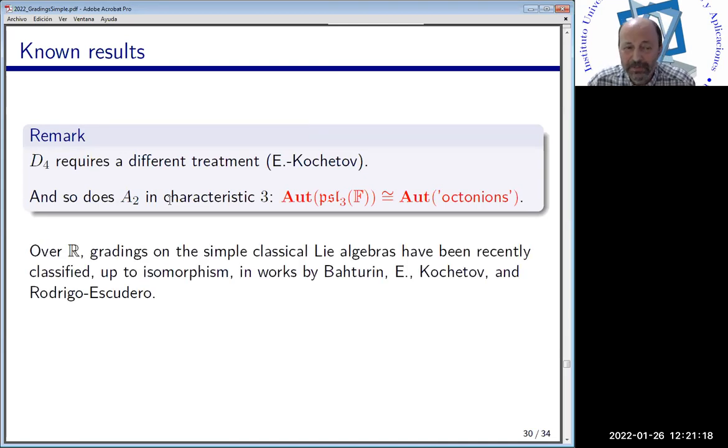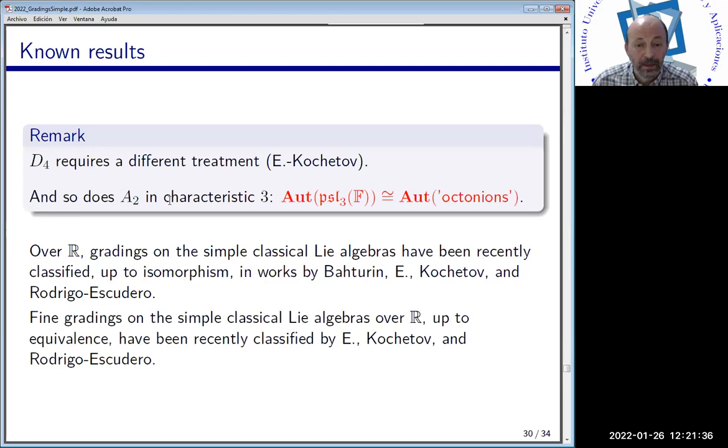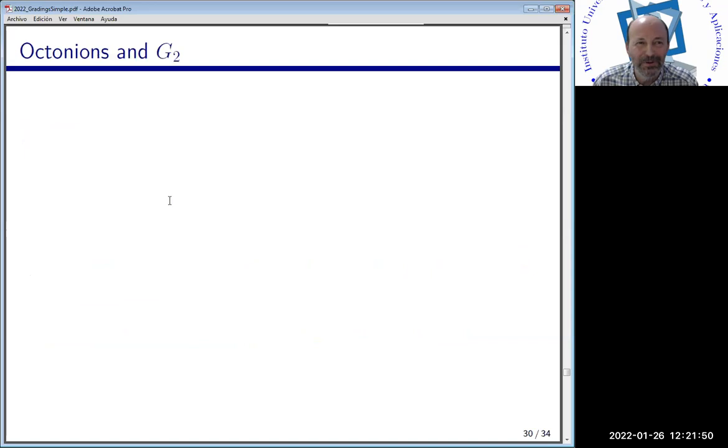And then even over the real numbers, gradings have been classified very recently because there are a lot of technicalities, and this has been done quite recently. And also, what about the exceptional cases? Well, for the exceptional cases, we have many open problems. And let's see if you can give me some ideas to deal with some of the problems that we have.